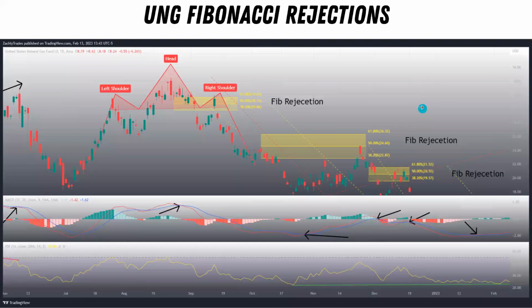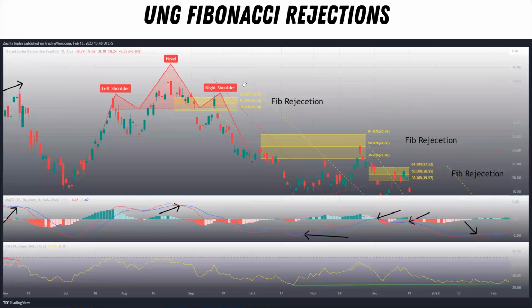Now, let's dive back into UNG. All right. And what I want to highlight here is the Fibonacci rejection. So remember, I said that the three most important retracement levels are the 61.8, 50%, and 38.2. This is going to be a really good visualization for you, and also help you understand why you should use these, or why I use them as well.